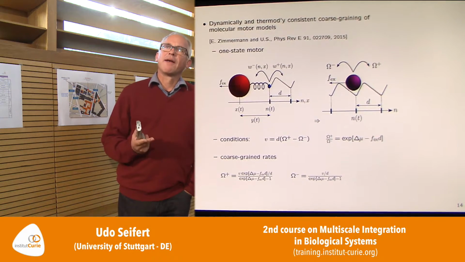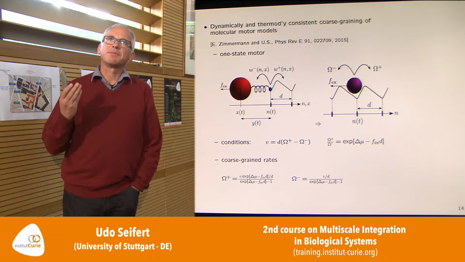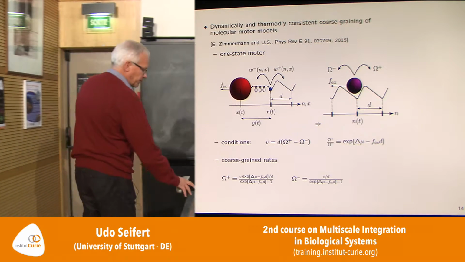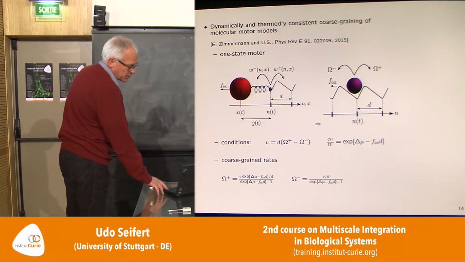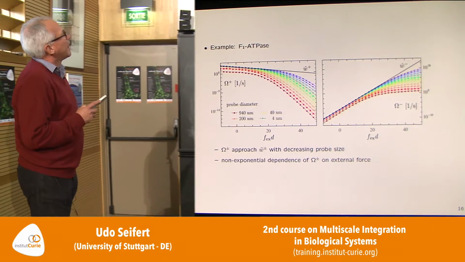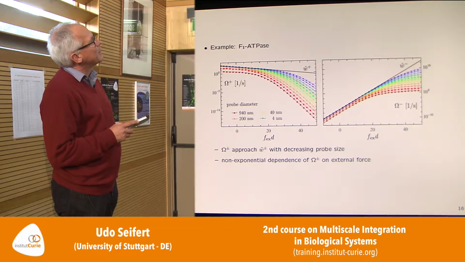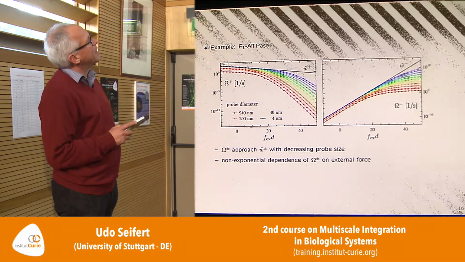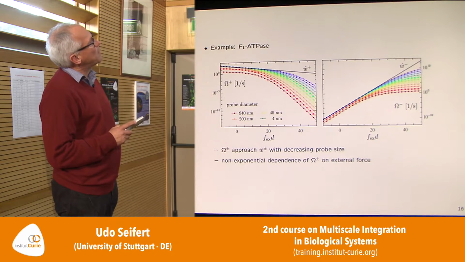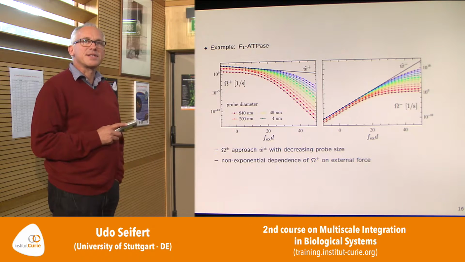But here comes the key point. Now we look at how these coarse-grained capital omega rates depend on the force. So if you use that prescription to calculate them, let me show that. We now calculate the omega, for instance, the omega plus as a function of the external force, likewise the omega minus. And you see for fixed probe particle diameter and the measured elastic constants, you see that these rates are anything but exponentially dependent on the external force.